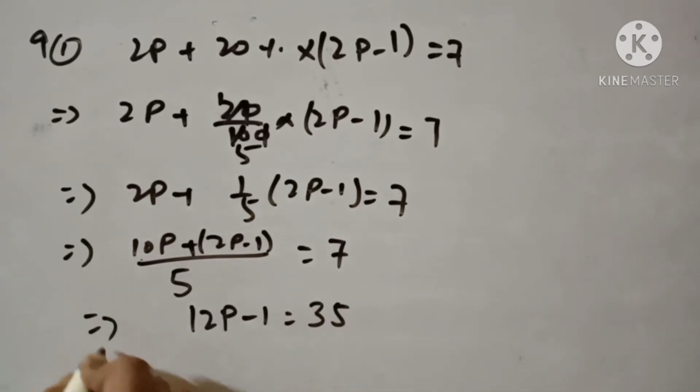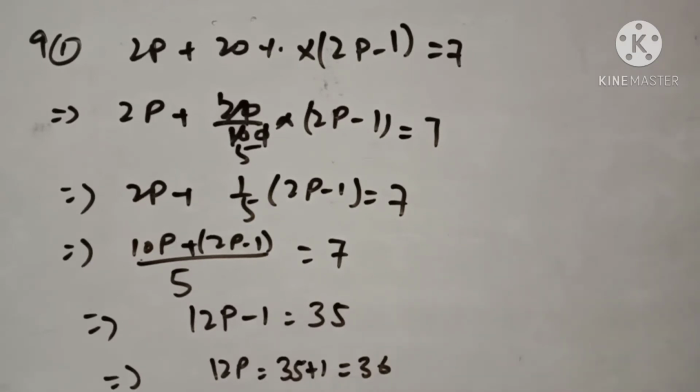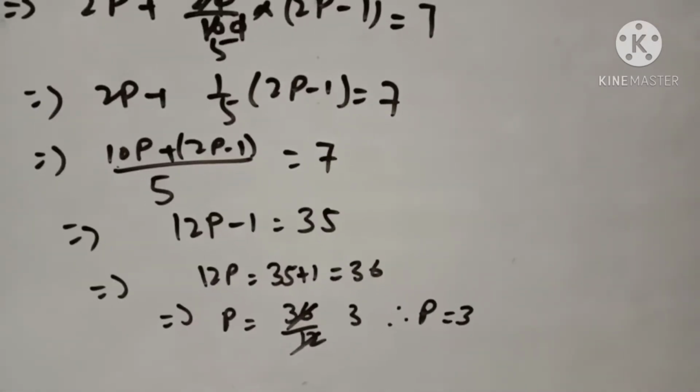So 10p plus 2p means 12p, 12p minus 1 equal to 35. So 12p equal to, take minus 1 to this side, so it will be 35 plus 1, that is 36. Means p equal to 36 by 12, this is 3. Therefore p equal to 3. This is our required answer.